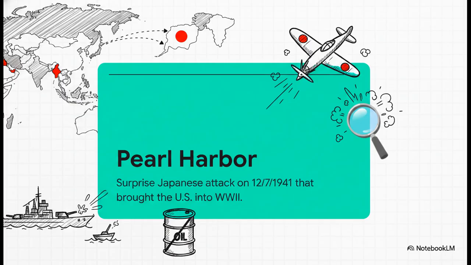Meanwhile, tensions in Asia were rising, and then came the absolute breaking point. On December 7, 1941, Japan launched a devastating surprise attack on the U.S. Pacific Fleet at Pearl Harbor, killing over 2,000 Americans. This tragedy completely forced America's hand. The very next day, they declared war on Japan, bringing the U.S. fully into World War II.